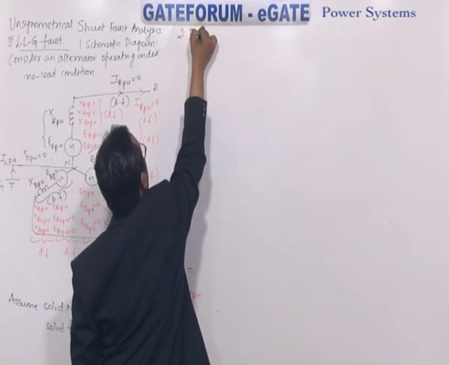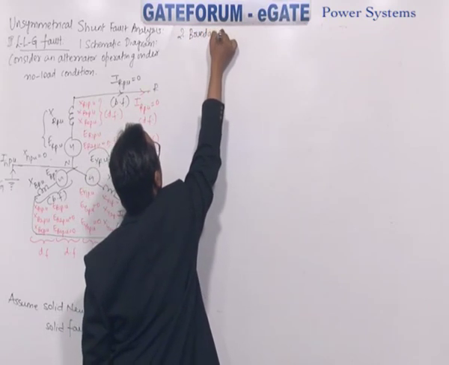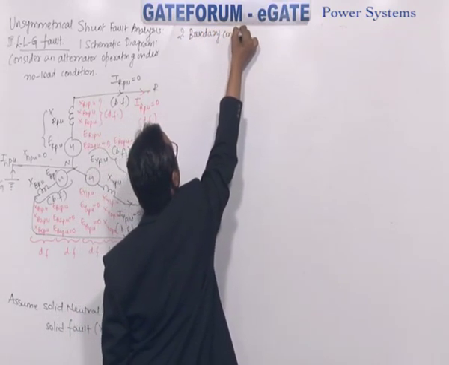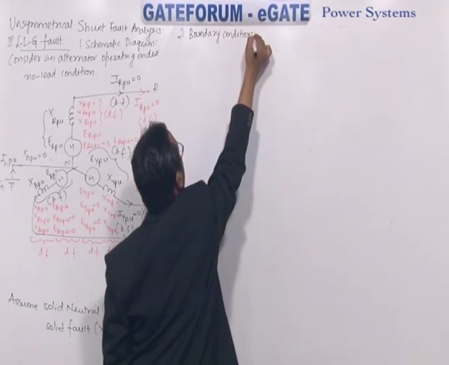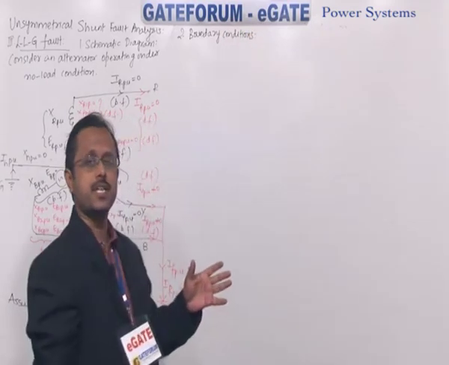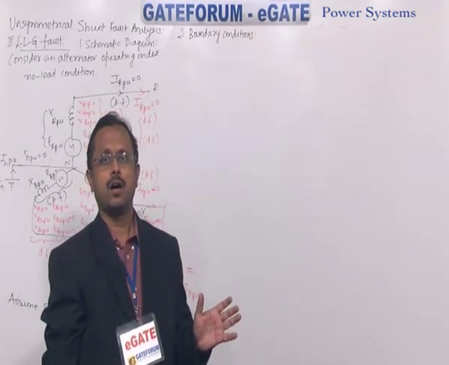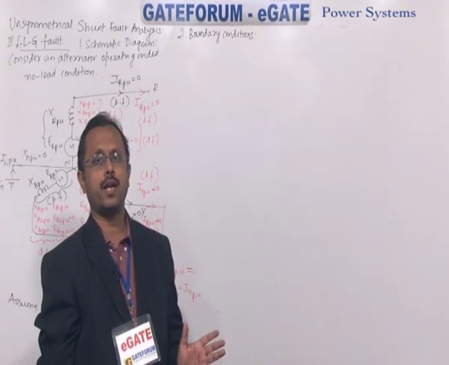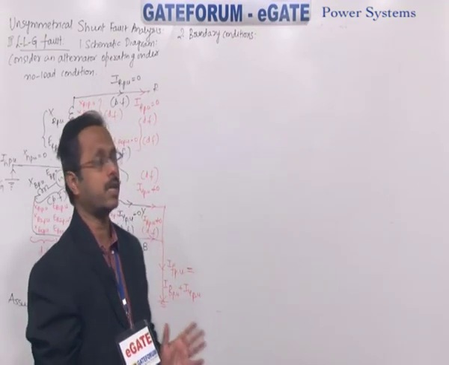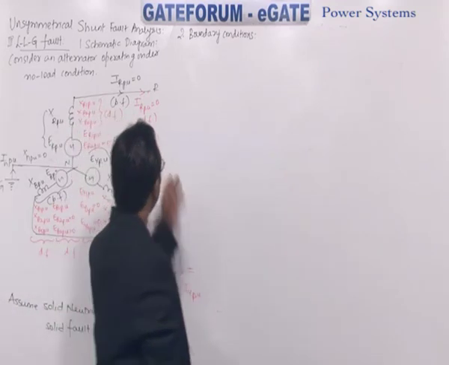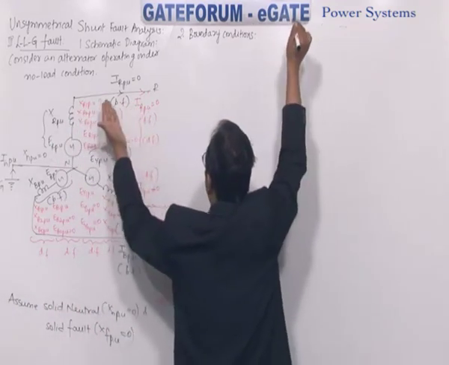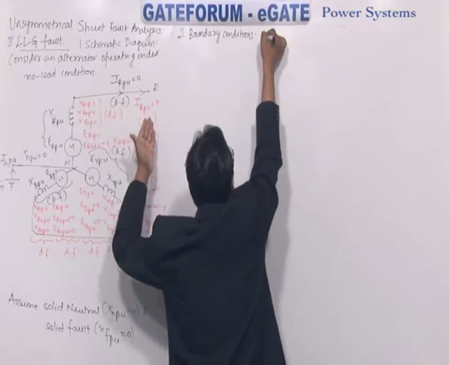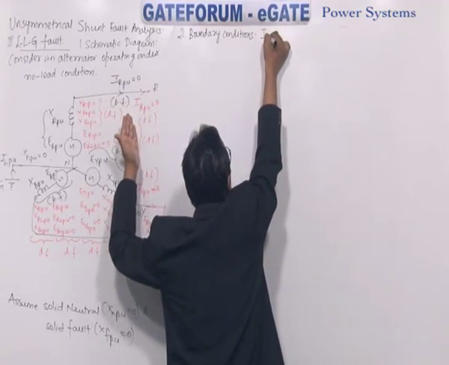Now we check the boundary conditions. How many boundary conditions do we represent? Equal to the number of sequence networks. How many sequence networks? 3. So the number of boundary conditions equals 3. First, check the R phase. Before the fault, during the fault, IR per unit is 0.